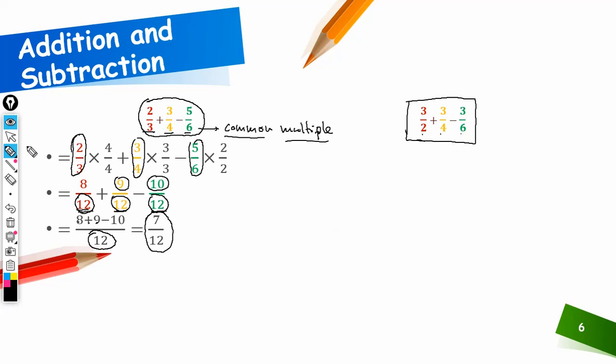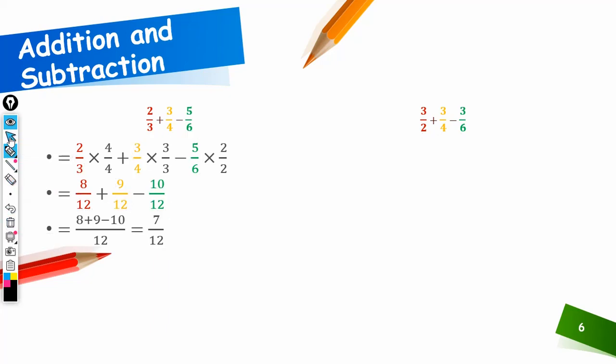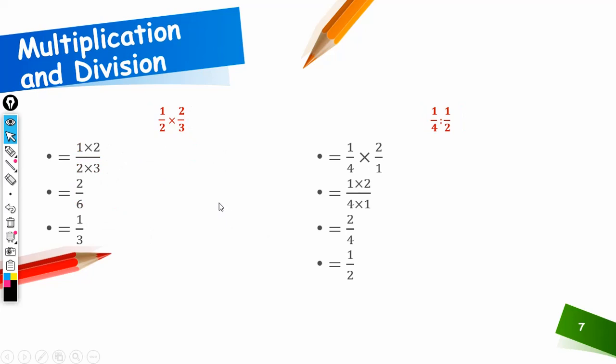Before continue to the next section, you can pause the video. Okay, silahkan di pause videonya, and if you finish, we can continue to the next section, which is multiplication and division. Okay, multiplication. This is very simple. For multiplication, you can just multiply numerator with the numerator and denominator with the denominator.